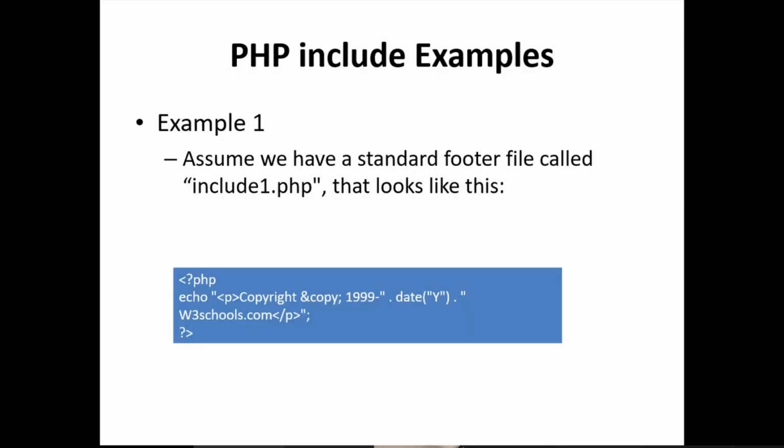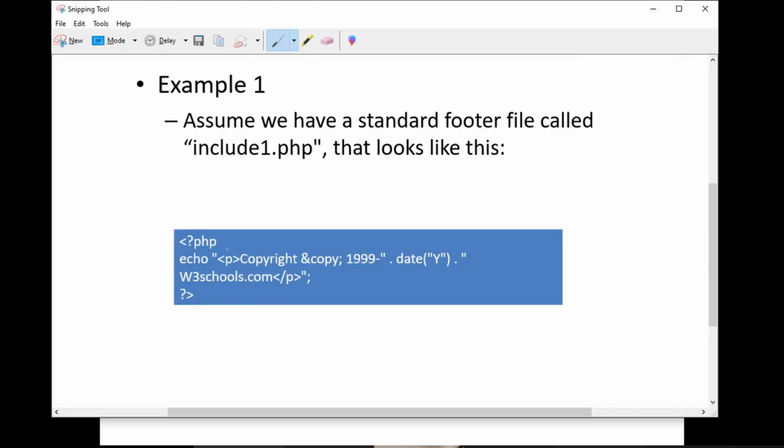Let's have more examples. Assume we have a standard footer file called include1.php that looks like this. This is the content of that file: echo, in double quotes, a paragraph tag. This is the P tag. It's an HTML tag. We'll be covering the tags as well. This is the starting tag and this is the ending tag. These are the HTML tags. And this is the text that is to be displayed.